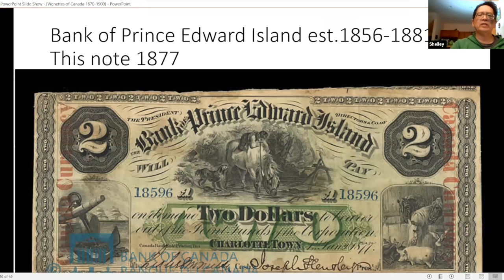Here is the Bank of Prince Edward Island from 1856 to 1881. Prince Edward Island is our smallest province in terms of area, but again, a pastoral setting with a child and a horse and a dog in the center of the note, a tribute to the guns and anchorage of being on the East Coast. And you've also got the iconic horses and little pigs on the side there.